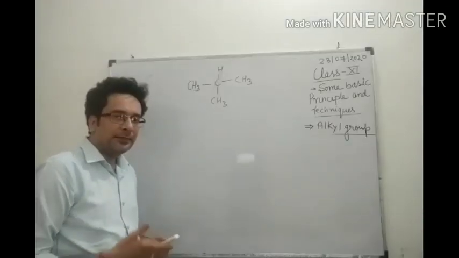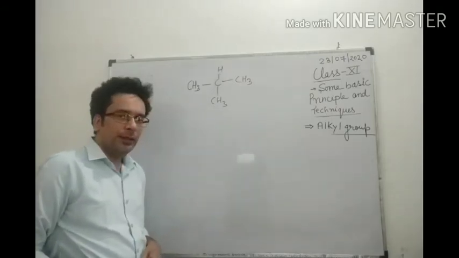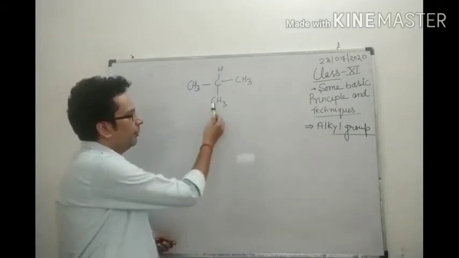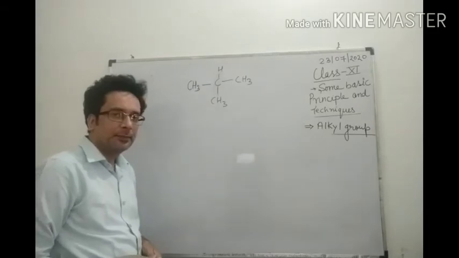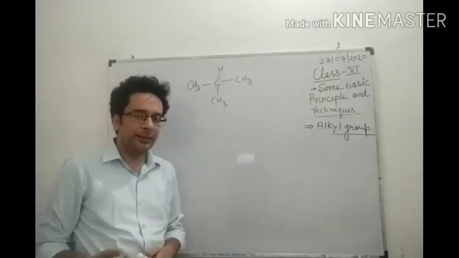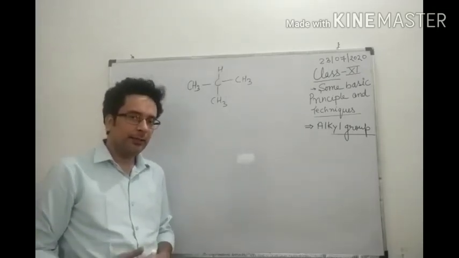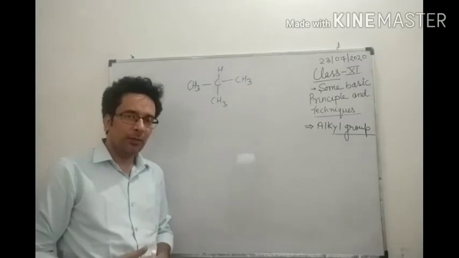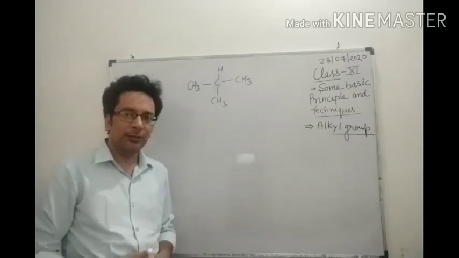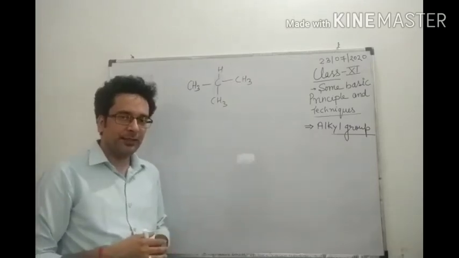Now the next example. Look here, this is a compound. Can you tell me what is the name of this compound? Calculate the total number of carbons: 4, and all carbons are combined with single bonds, meaning saturated. So what is the name? The name is butane. Clear?